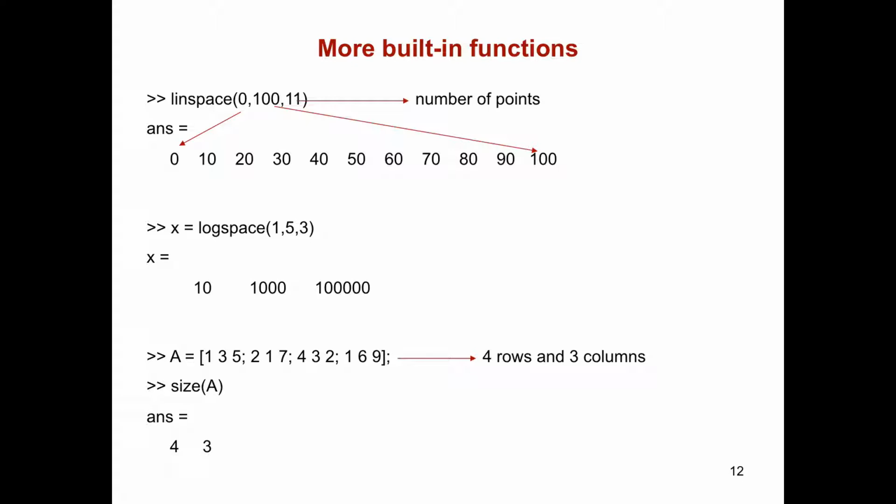You can also work in log space. In that case, this is interpreted as 10 to the 1 and 10 to the 5, and the 3 points are equally spaced in log space, so times 10, times 10, times 10, or times 1,000 really.